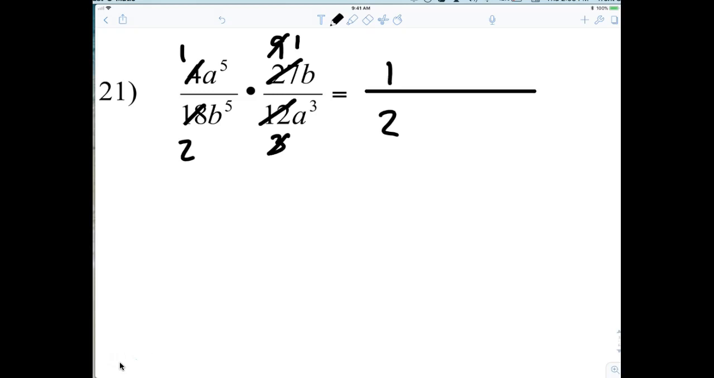Now how many A's on the top? 1. 5. How many on the bottom? 3. So altogether, A squared on the top. And then we have what? B to the 4th on the bottom. Now's the time you need to speak up, right? That's honestly as hard as you can get with that.